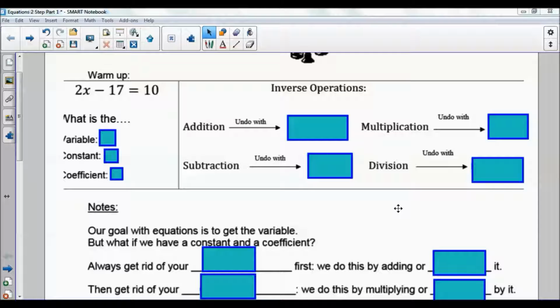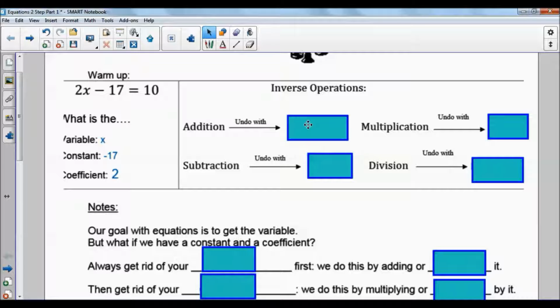Okay, hopefully you tried it on your own. A variable is a letter that stands for a number. So our variable here is x. Our constant is -17. Remember, that's a number that stands by itself. If you wrote 10, it's also a constant, but we're really concerned with the -17. Our coefficient is 2. Remember, our coefficient is the thing that's in front of our x and it's being multiplied by our x.